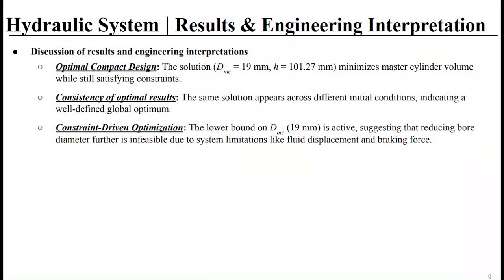To discuss the results and major engineering interpretations, we have achieved the optimal values as 19 mm for master cylinder bore diameter and stroke length of 101.27 mm for the first subsystem. It is worth noting that we received the same optimal solution regardless of the initial input, which indicates a well-defined global optimum. Further, it was realized that we should not reduce the bore diameter below 19 mm, as that would be infeasible and result in an unsatisfactory design.